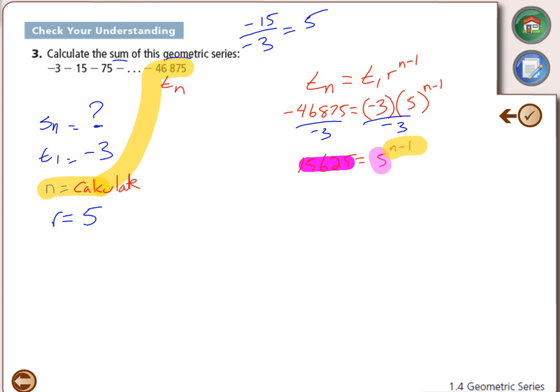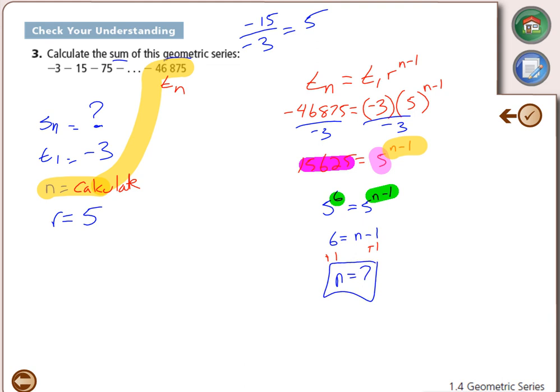You pull out your calculator, you're going to just do a bit of guess and check all the way through, and we find out, oh, lo and behold, 5 to the 6 is 15625. So that means that that 6 has to be the n minus 1. So then 6 equals n minus 1. Add 1 over. So then n is equal to 7.